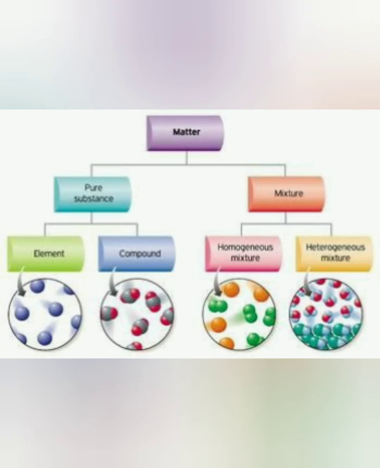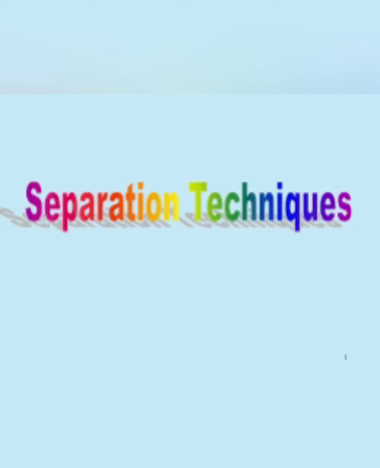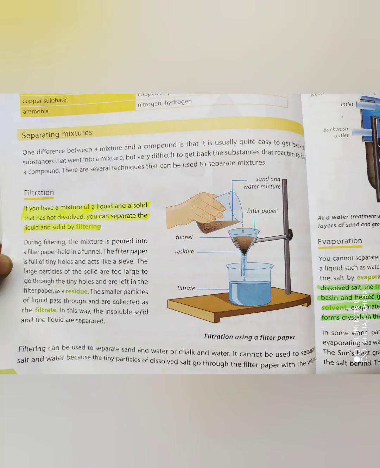You know very well, matter is made up of pure substances or mixtures. Mixtures are impure. So pure substances can be element or compound, but a mixture can be homogeneous or heterogeneous. If it has an insoluble solute, then it is a heterogeneous mixture. If it has a soluble solute, then it is a homogeneous mixture.